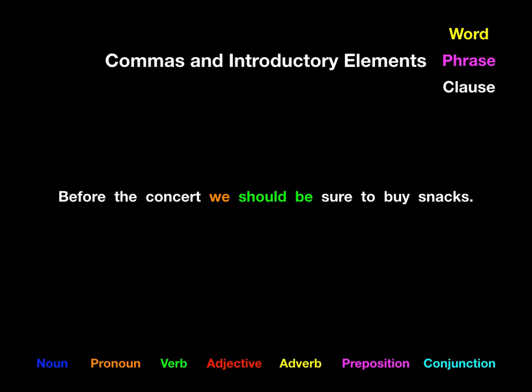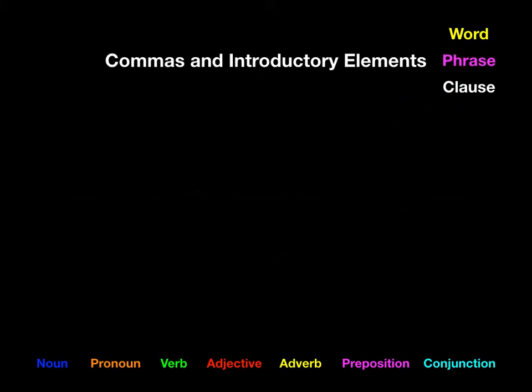We should also note that we have words before our main subject, and we should be able to identify "before" as a preposition, indicating that we have a prepositional phrase. Everything from "before" to "concert" is part of this phrase, and therefore we would need a comma after "concert." Before the concert, comma, we should be sure to buy snacks. Let's look at an additional example.